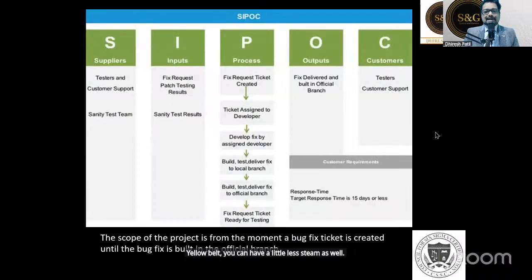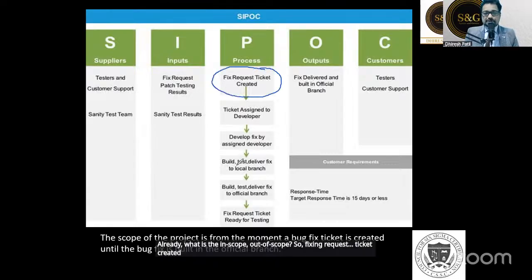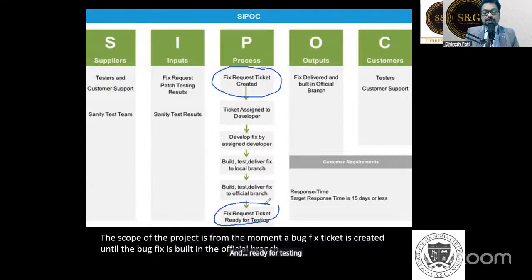Now then this is SIPOC. Okay, we are in the define phase. So they have made a SIPOC out of it. As we have already seen, what is in scope and out of scope. So fixing request ticket created is the first process, and fixed request ticket ready for testing is the last, and then the input and the output.